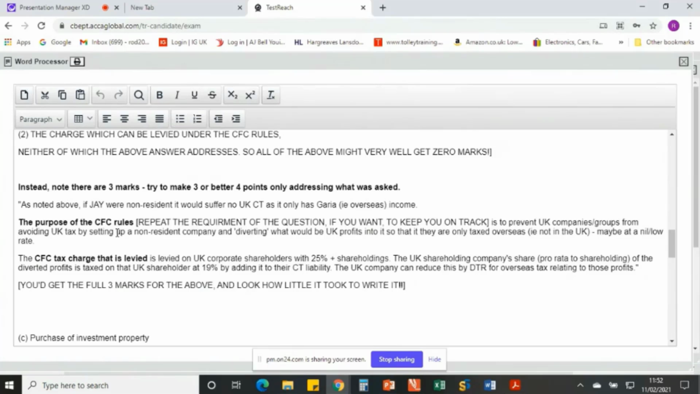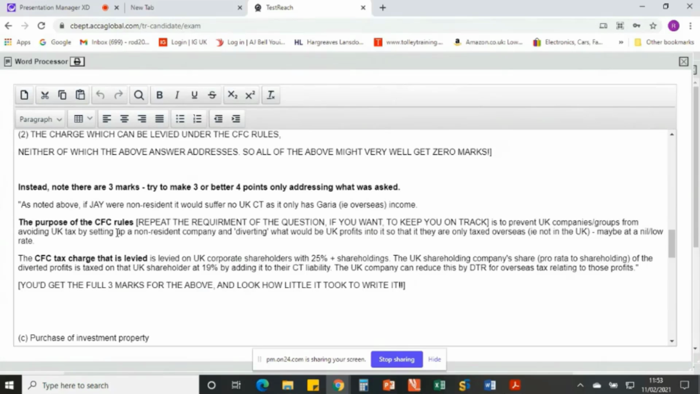And then the other thing it asks for, the CFC tax charge that is levied. It's levied on UK corporate shareholders with 25% or above shareholdings. The UK shareholding company's share, pro rata the shareholding, of the diverted profits, the profits that were diverted out of the UK, is taxed on that shareholder at 19% by adding it to their CT liability. The UK company can reduce this by double tax relief for overseas tax relating to those profits.